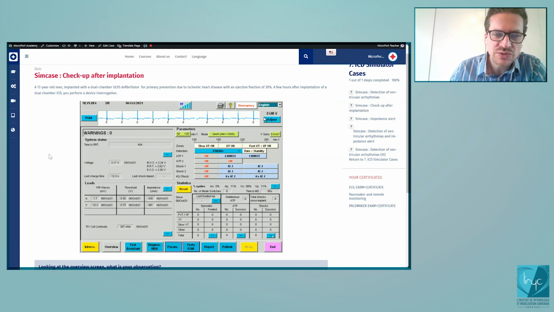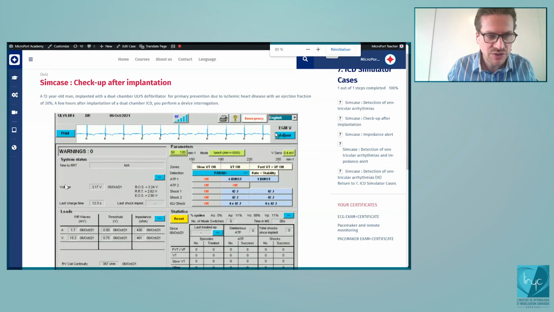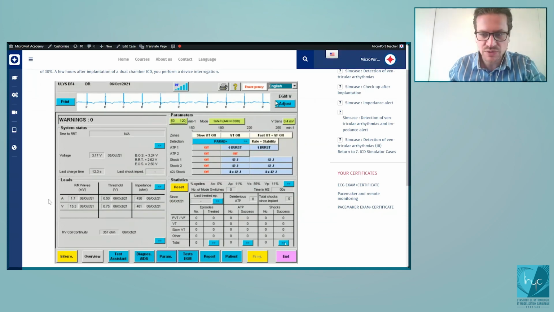Well, if you're not used to Microport programmers, of course, it takes some getting used to handle all the information, because I'm just going to zoom in a little bit, maybe easier for you to see on small screens, so you can realize that there's a lot of information in there. So there is the running EGM. Then on the top left, there is some lead information and battery information.